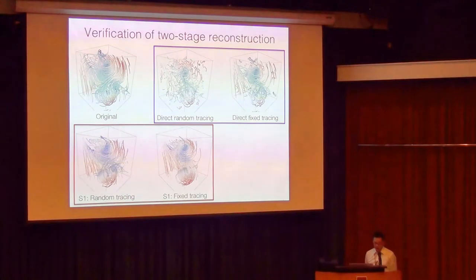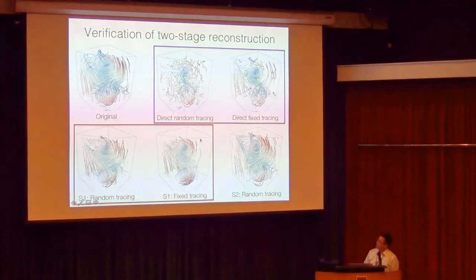So that's why we do two stages. The first stage constructs a low resolution vector field, and the second stage goes from low resolution to high resolution. As you can see, the result compared with the original is pretty nicely matching the features in the original data set. You see smooth streamlines, and the domain coverage is much better than if you only stay at the low resolution, where you don't have enough samples to reconstruct the vector field around the boundary of the domain.